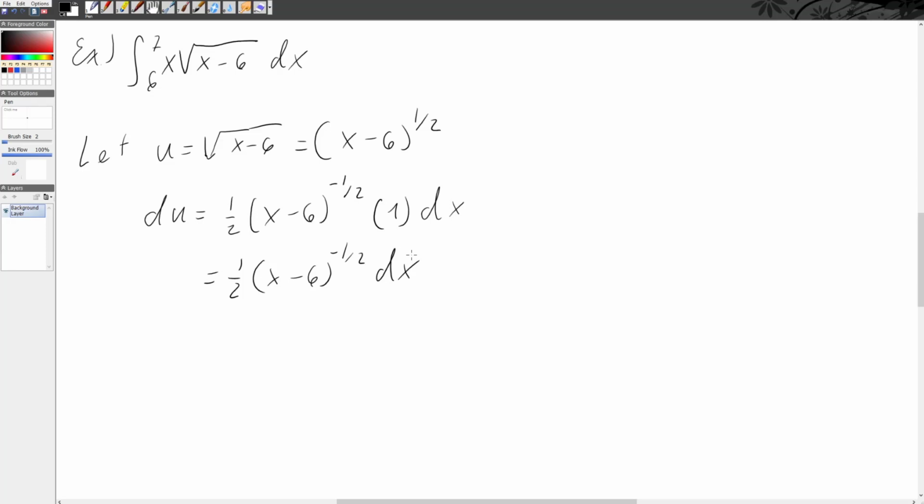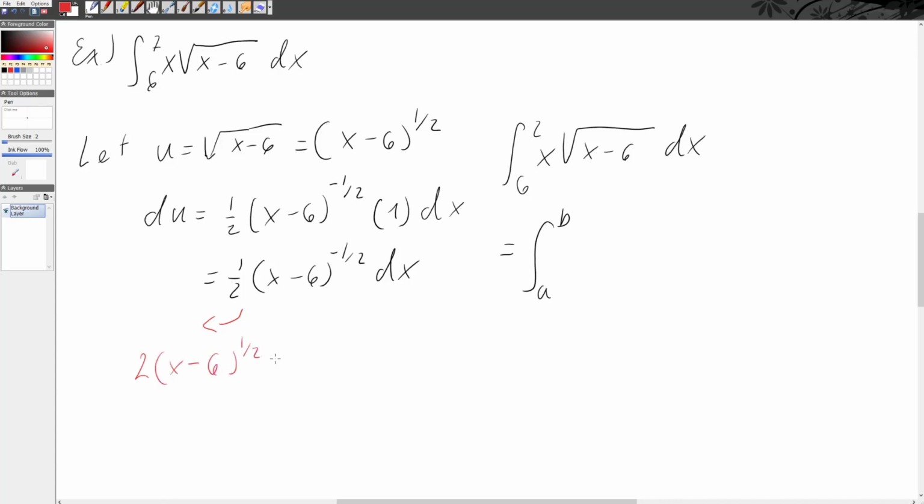Now we attempt to substitute everything back in. Let's say that's some limit of integration from a to b. I don't know what that is. Again, when we do a substitution, the limits of integration change. It's not going to be the same. So we substitute that back in, and this is what we have for dx. If we move everything to the left-hand side, we are going to get 2(x minus 6) raised to the 1 half du is equal to dx.